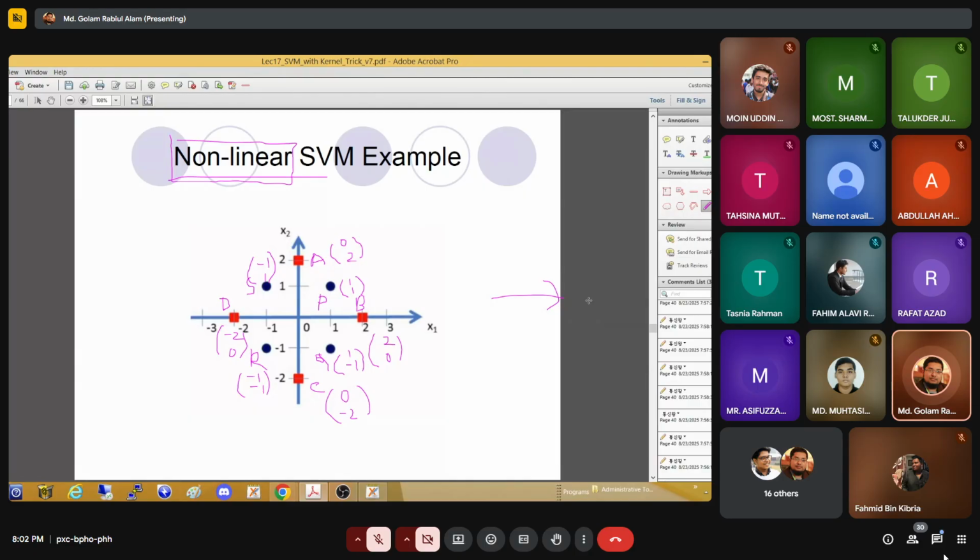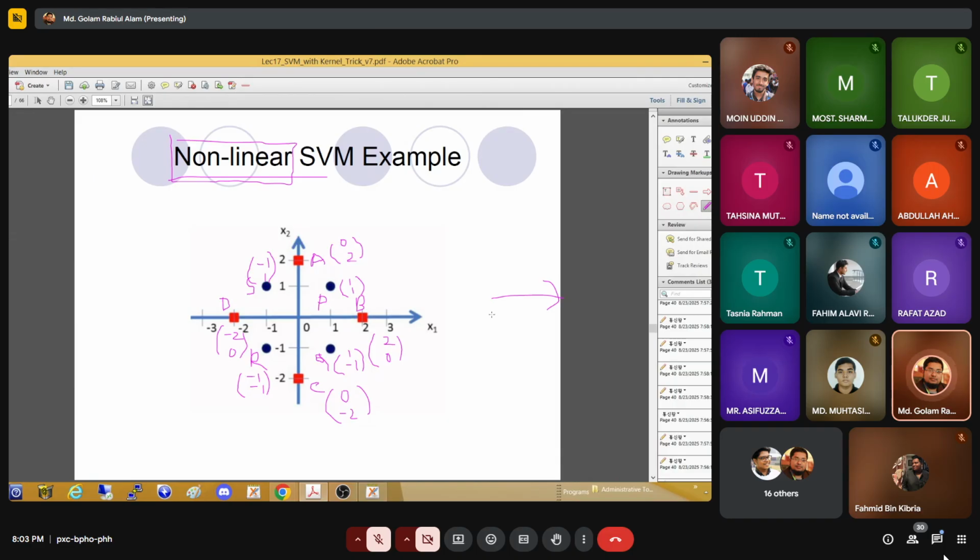Specifically, we need to determine our transformation function. The transformation function, usually in SVM, is called the kernel function. Sometimes we also call it the kernel trick, because we need to apply some trick. So this is a very simple data set, so we can apply easy tricks here.